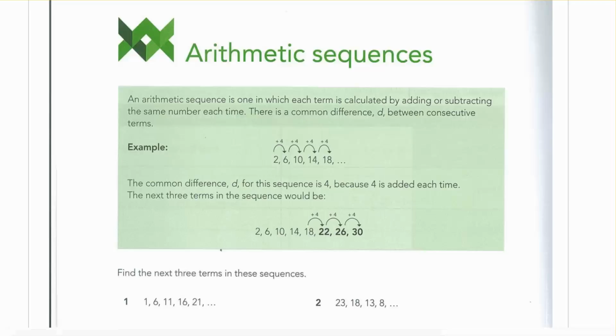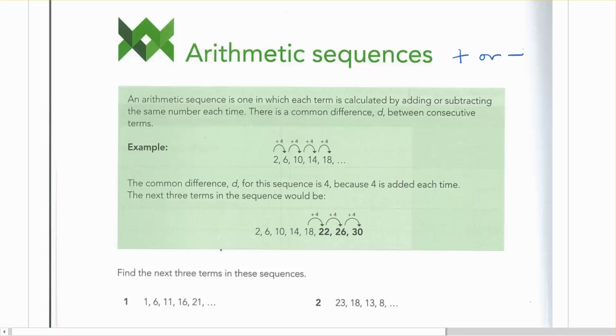Arithmetic sequences are the first sequence that we're going to look at with sequences and series. Arithmetic sequences are basically a series of numbers where the difference between them is the same, in that you've added or subtracted the same amount between each different number. So this is all about adding or subtracting.